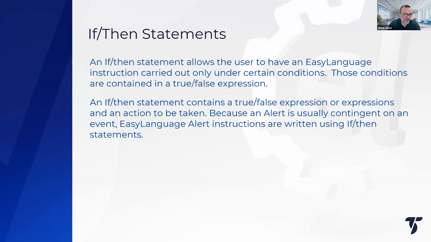It all depends on how you write the code, though, because maybe you're looking for a false expression in order to take an action. So it all depends on how you write the syntax, and EasyLanguage will just follow those instructions. But in a nutshell, this is what it looks like. If true-false expression, then action to be taken. And this can be anything. Like, for example, if the close crosses a moving average, then buy next bar at market. So you have the condition and then you have the action to take.